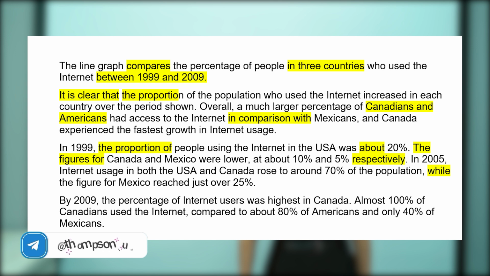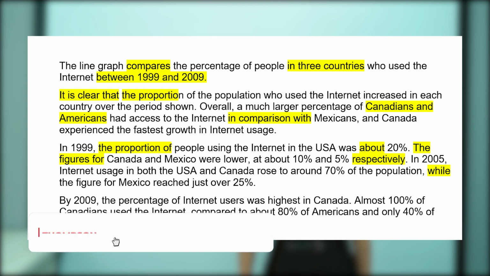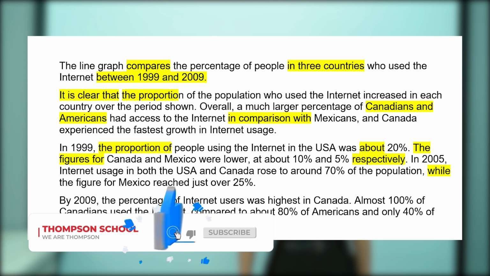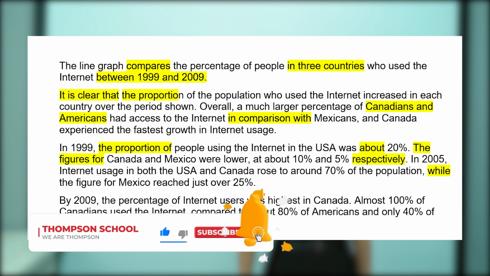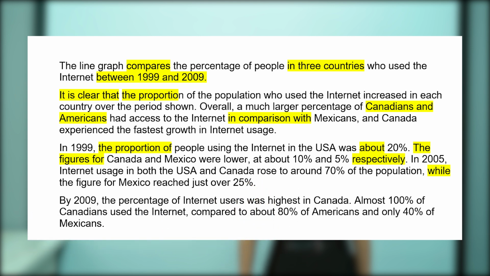Next one is compares: the line graph compares. This one is a comparison of vocabulary, because you are usually given this graph shows. So instead of using show all the time, you can write down compare, illustrate, demonstrate. Next one is the percentage of people in 3 countries. We don't always have to write down all 3 countries all the time. We don't have to name them all the time. So that's why we can just write down in 3 countries as a general description.